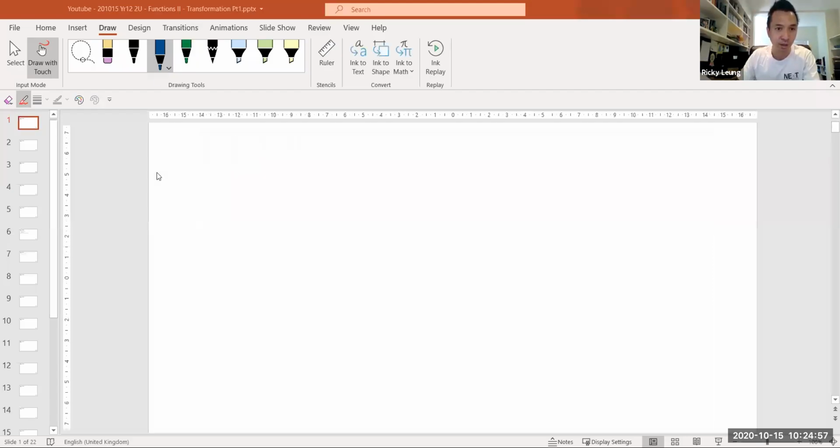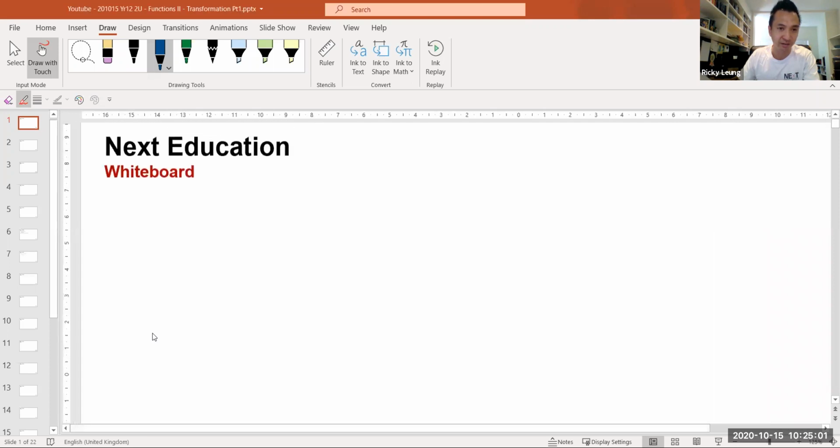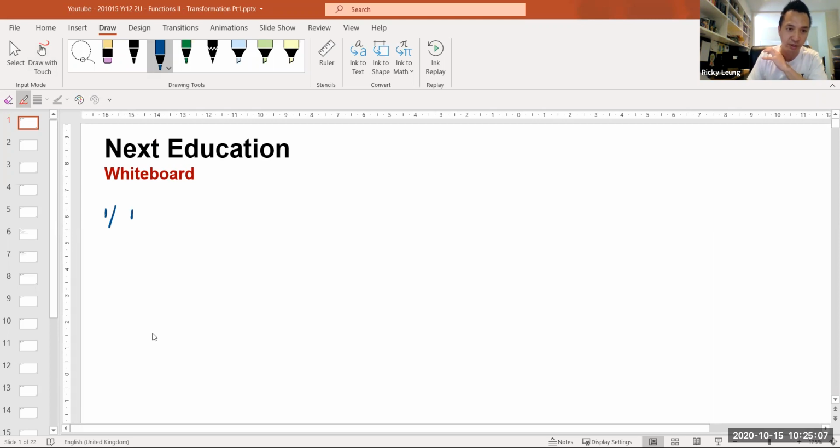So I want to set forward a framework for doing this. Now, for those that have been in my classes, transformation of functions is not new. Transformation of functions has always been done. It just goes by different names at different times.